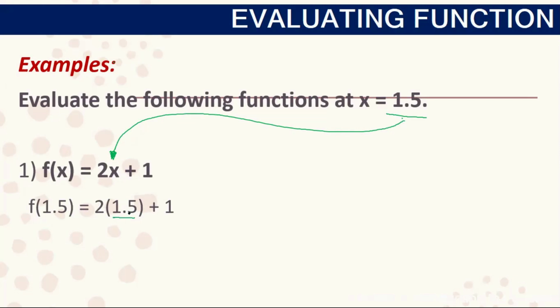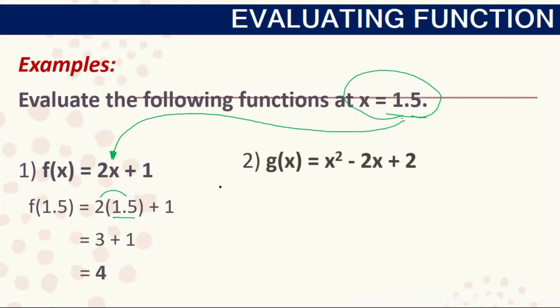So it will now become f of 1.5 equals 2 times 1.5 plus 1. Saan galing si 1.5? Dito galing. Okay? Then simplify first. 2 times 1.5 is 3. Then plus 1, we get 4. So that's for example number 1. Let's have example number 2.